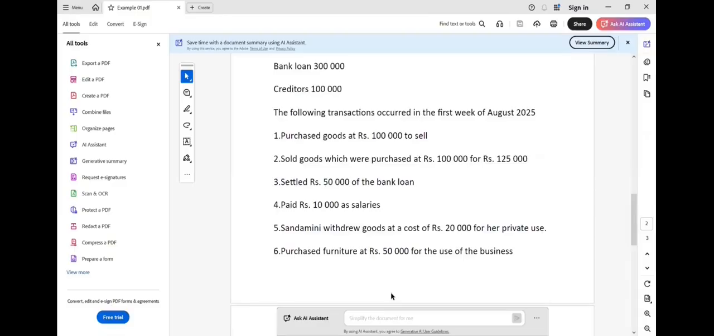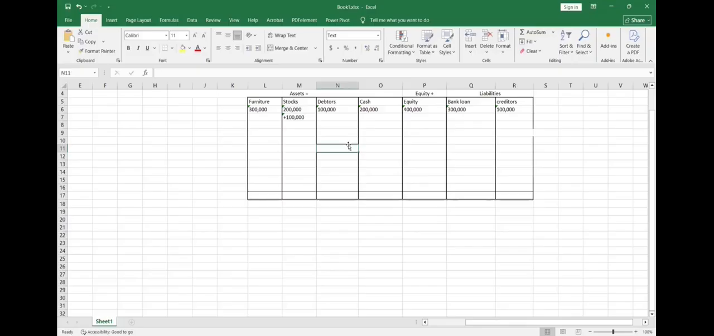Now look at the first transaction. Purchase goods at 100,000 rupees to sell. It is stock. We bought goods to sell, not to keep. Then the value of the stocks should be increased by 100,000. To buy stocks, we need money. Then the cash amount decreased by 100,000.